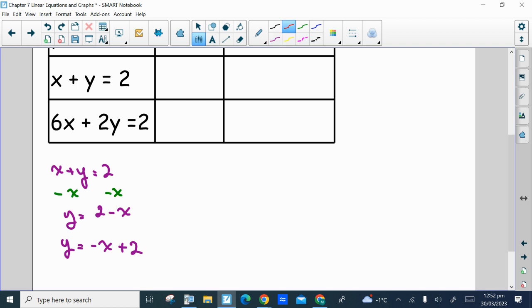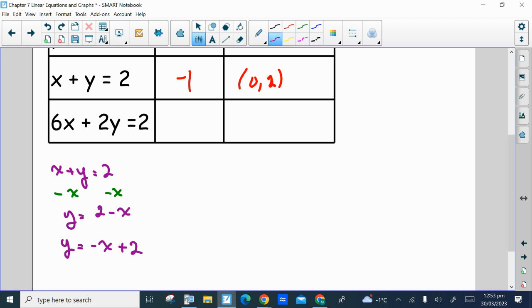Why is the slope negative 1? Because that's the number in front of x. What's the y-intercept? Positive 2. If we write the coordinates, it would be 0, 2. The y-intercept is where the graph crosses the y-axis. To get there, you don't go left or right. That is the reason that x is 0. You just go up 2 units, so y is positive 2.